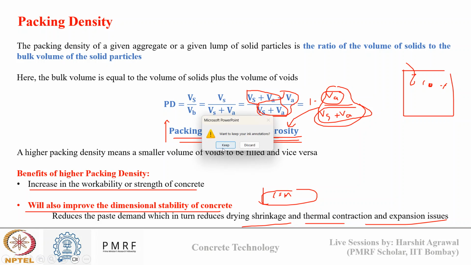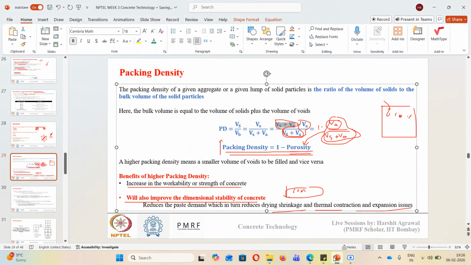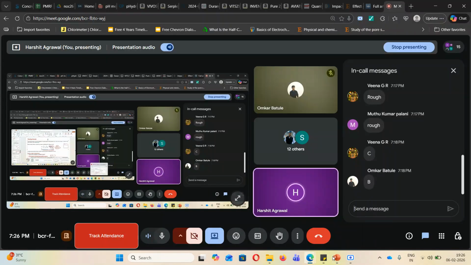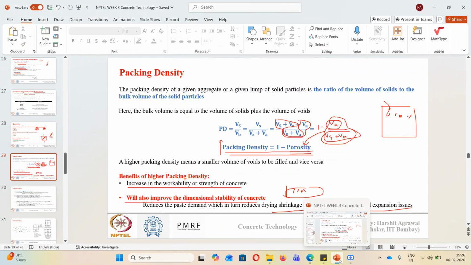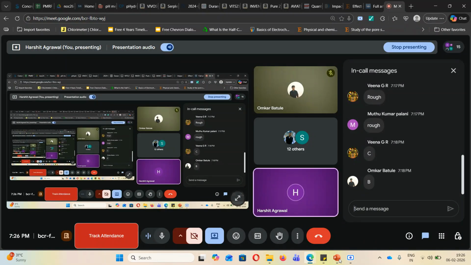I hope this initial slide of packing density was clear to everyone, because whatever we are discussing ahead, in the next 5-10 slides, will be based on packing density only. So it is important that you understand packing density properly. Any doubt in packing density term right now? Just forget about cement, paste, or concrete here. Just think about dry aggregates filled in a container, and how much voids are there between aggregates. That is my porosity. And packing density is total volume of aggregate in that container upon total volume of container.